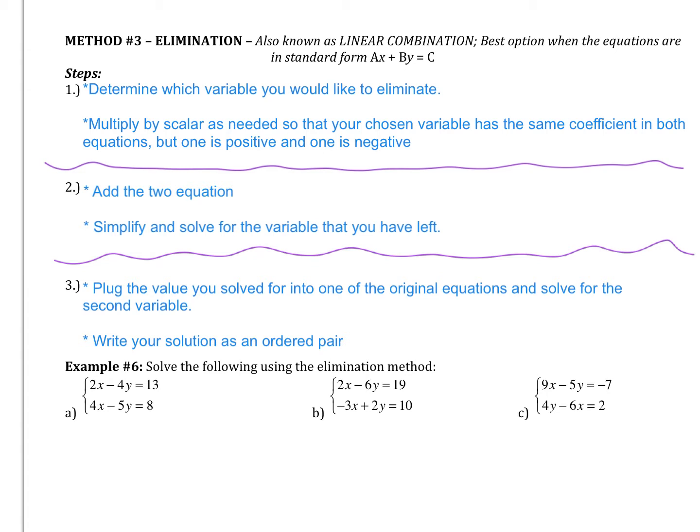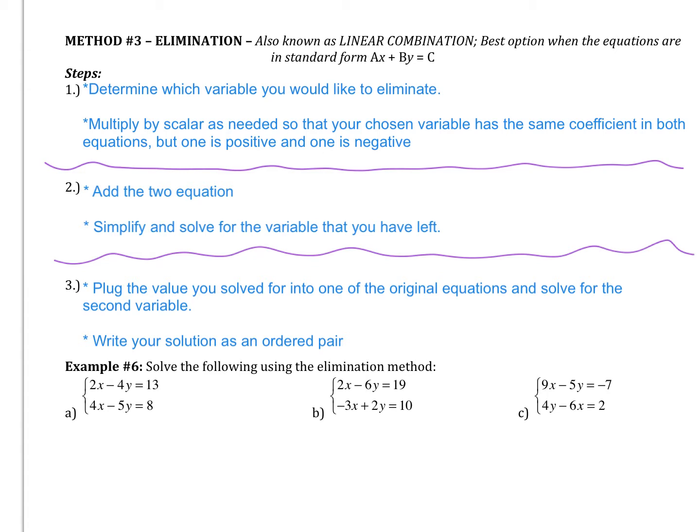The first thing you want to do is determine which variable you would like to eliminate, either the x or the y. To do this, you have to figure out what scalar to multiply so that your chosen variable, whether you choose x or y, has the same coefficient, which is the number in front, in both equations. But one has to be positive and one has to be negative. So figure out which one you want to eliminate, multiply by a certain value.